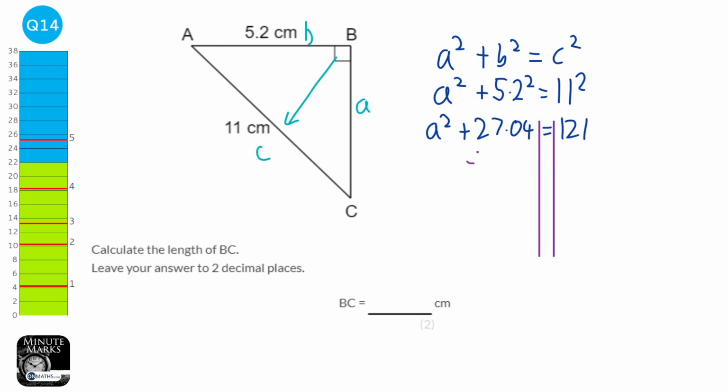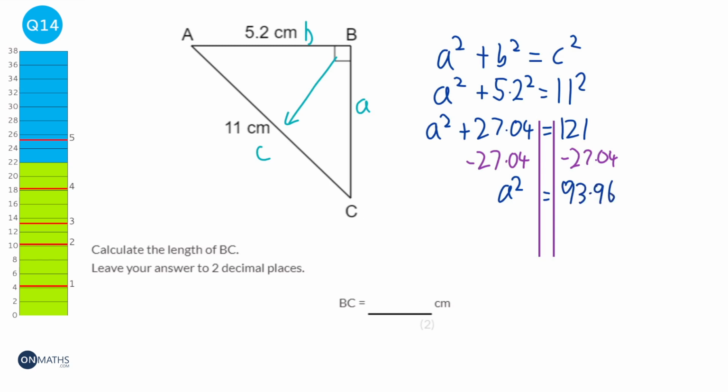So the first thing I'm going to do is take away the 27.04 from both sides. So we get a squared equals 93.96. There we go. And to work out what a is, we just square root both sides. So it'd be a equals 9.693... It asks us to do 2 decimal places, so we write 9.69.